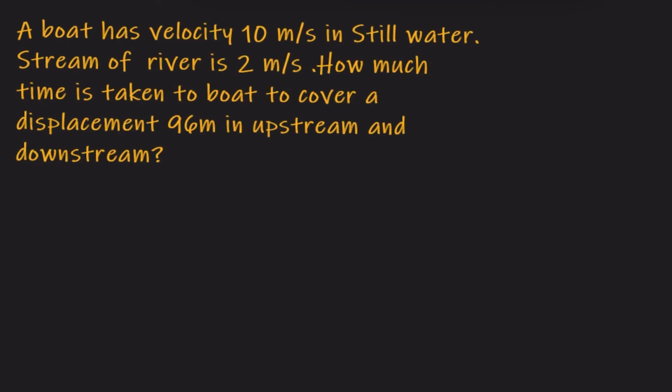A boat has a velocity of 10 meters per second in still water. The stream of the river is 2 meters per second. How much time does the boat take to cover a displacement of 96 meters upstream and downstream? Suppose the stream of the river is moving along this direction, given as 2 meters per second. Now there is a boat.